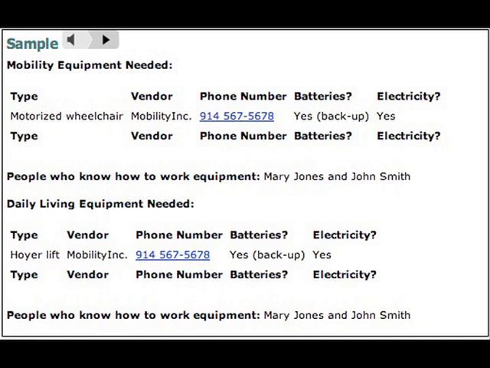Write down if it needs batteries or electricity. Write down the name of someone who knows how to work the equipment. If you use a special van, write down its model and license number. If there is any information that you do not know now, you can write it in after when you print out Form C. Let's add that to your to-do list.